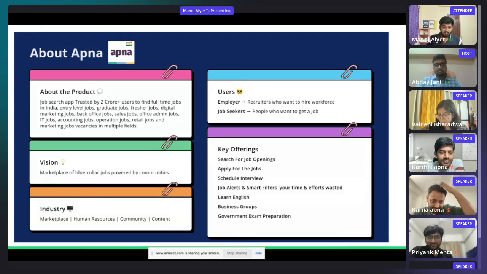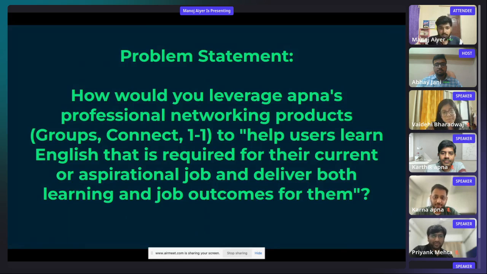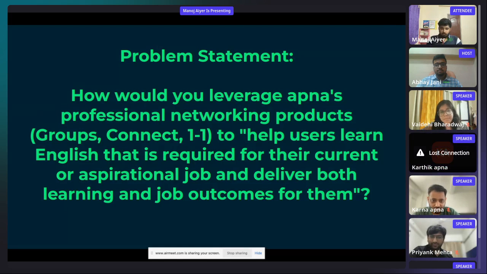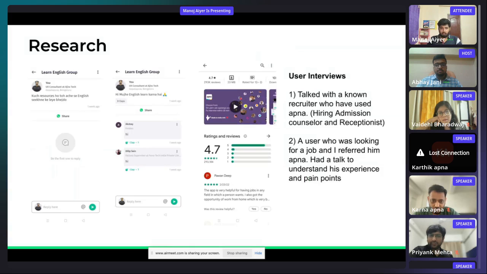This is a quick intro about Apna. It's a marketplace for blue collar jobs, powered by communities. There are two user segments: recruiters who want to hire candidates, and job seekers who want to get a job. This is the problem statement: we want to help users learn English through Apna's networking products.